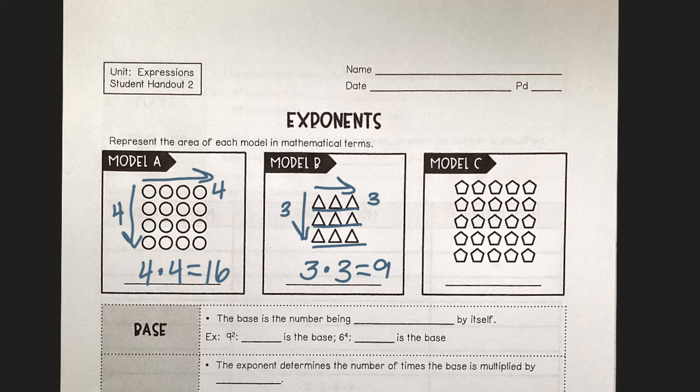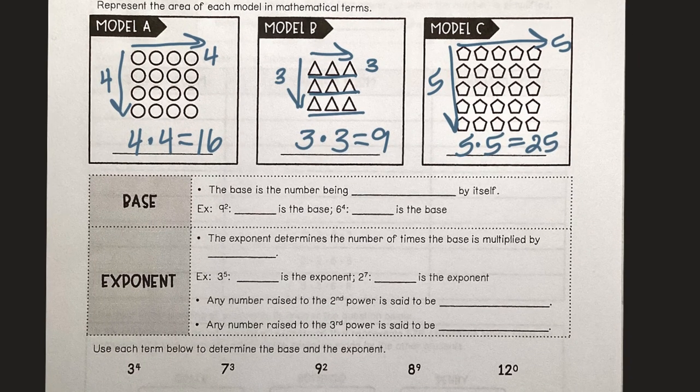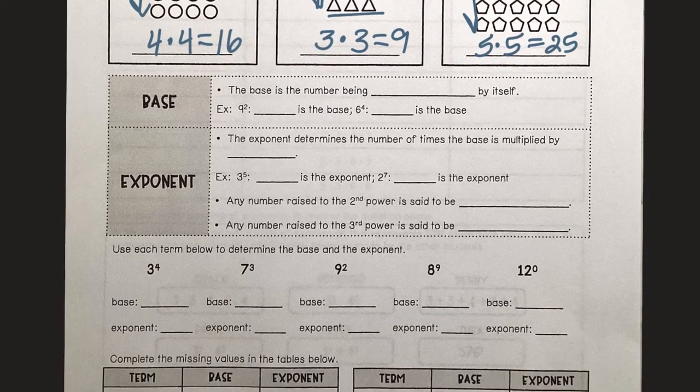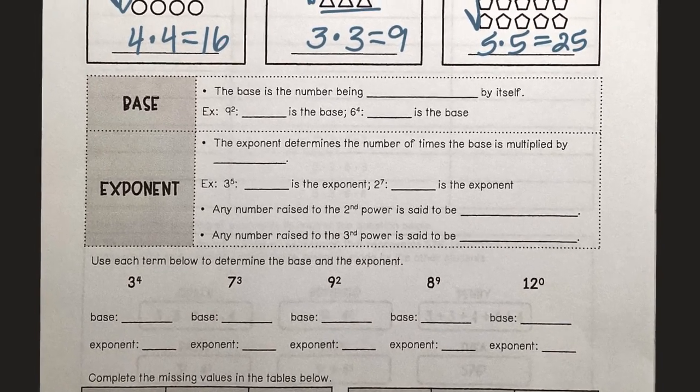And finally, for Model C, I have 5 going across, 5 going down, which would give us a total of 25, because I know 5 times 5 is 25. And that would be the area of each model in mathematical terms. Now, let's give us some vocab and some context to these exponents.